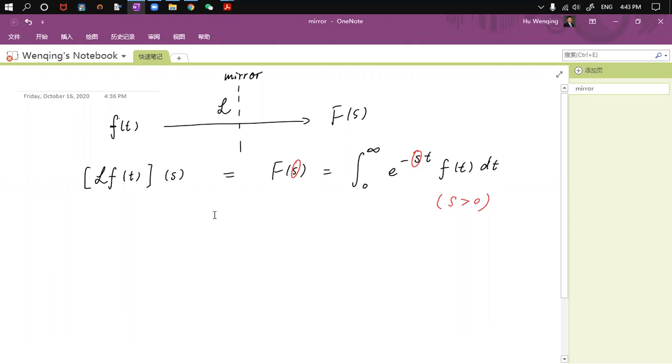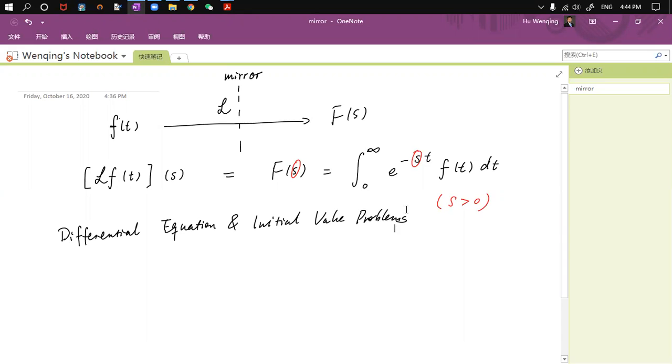That's the Laplace transform business. Now, starting from this lecture, we will be studying how to solve initial value problems, that is, differential equations and initial value problems. We will be solving differential equations and initial value problems.